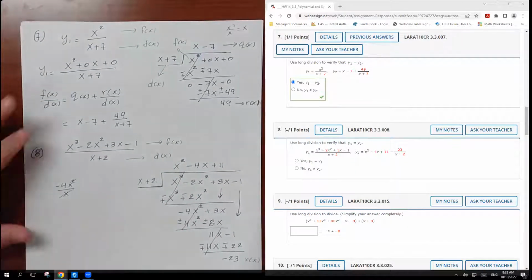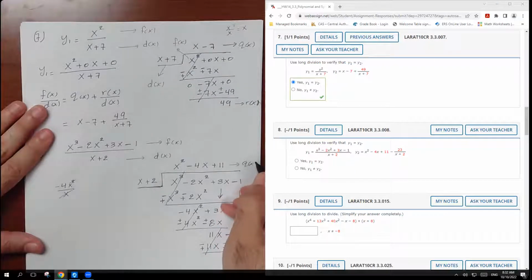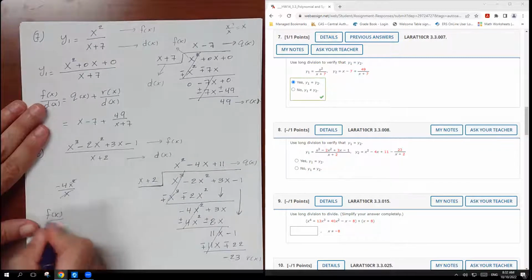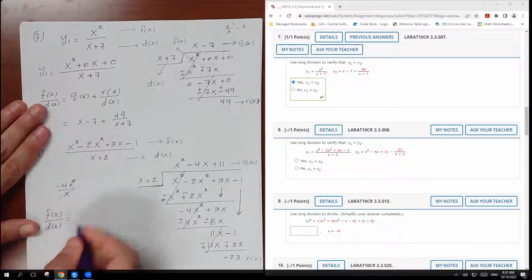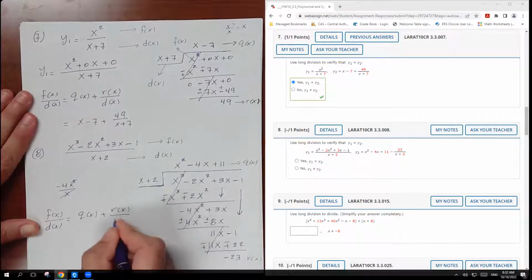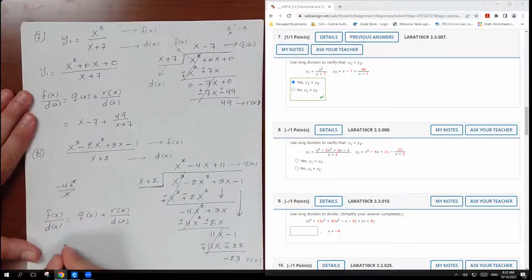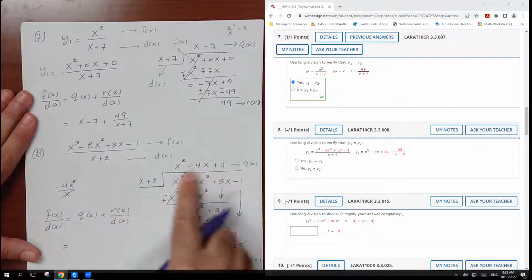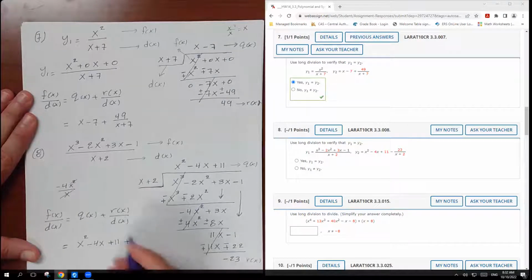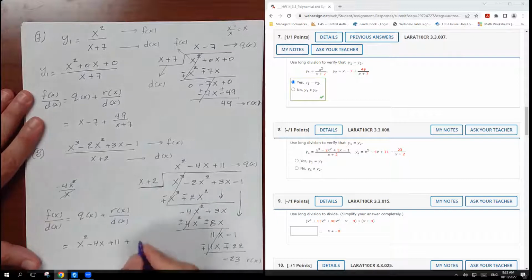And here is the quotient. This is Q of x. That means f of x divided by d of x is going to be equal to Q of x plus R of x divided by d of x. And this one is going to be equal to Q of x, which is the quotient, x squared minus 4x plus 11, plus the remainder, which is -23, over the divisor, x plus 2.